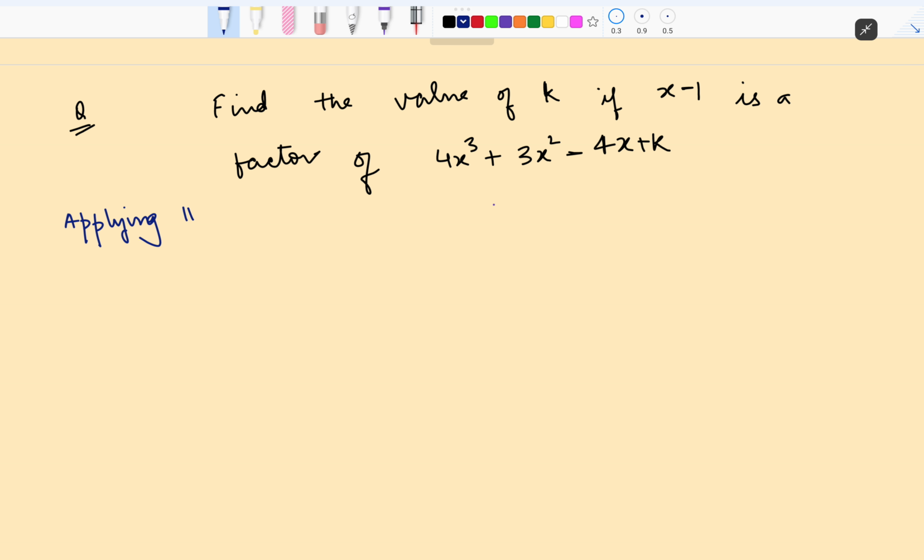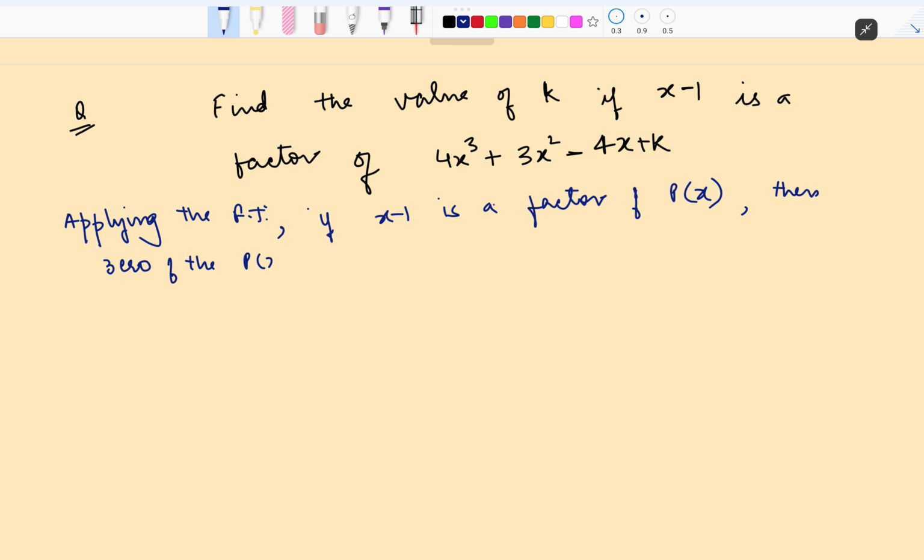Applying the factor theorem, if x minus 1 is a factor, अब x minus 1 फैक्टर है तो ज़ीरो क्या होगा जल्दी से बताओ. Then zero of the polynomial will be +1. करेक्ट? क्यों? आप फैक्टर को इक्वेट करो.